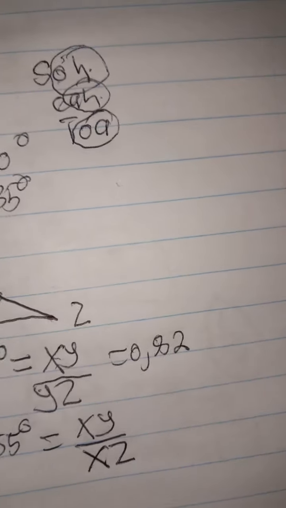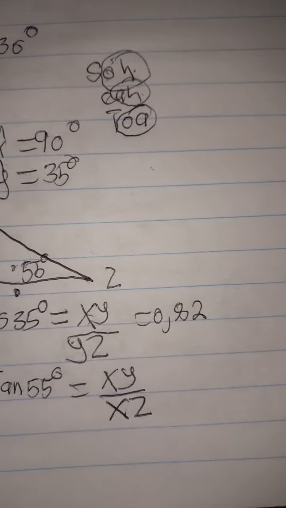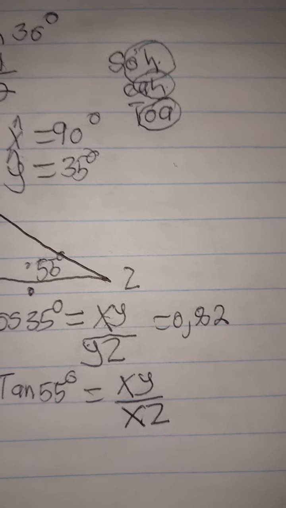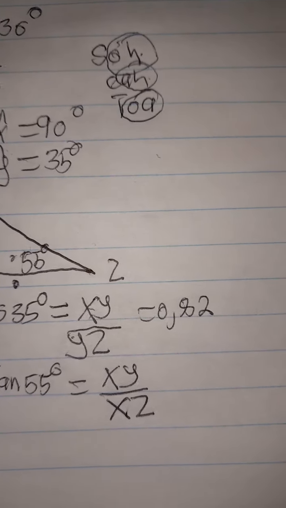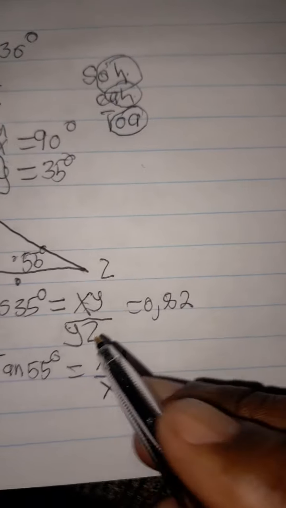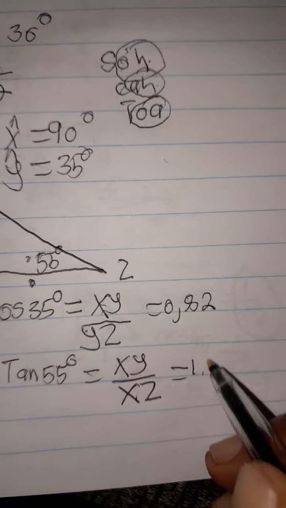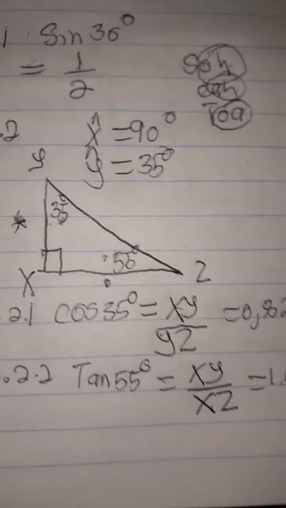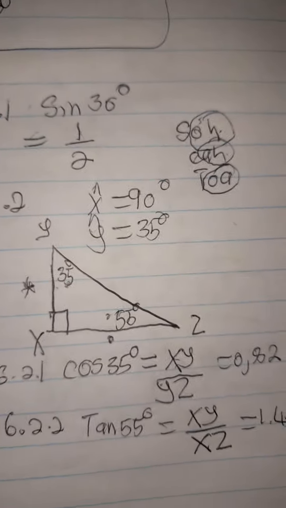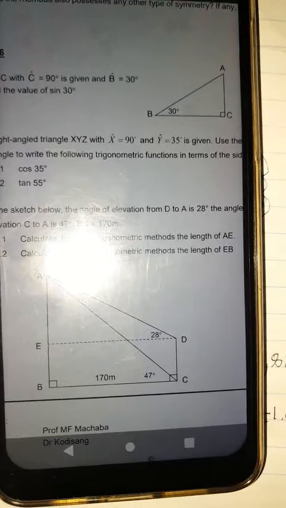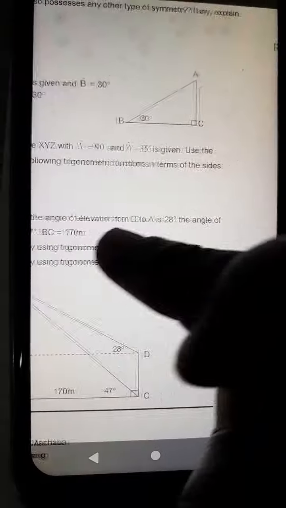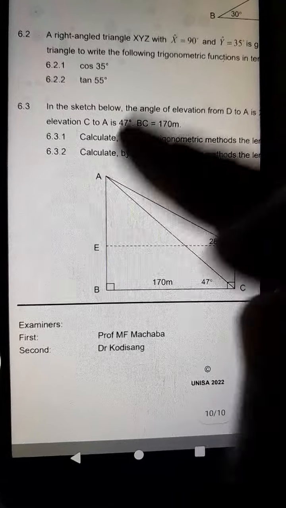So if I were to give the value of tan 55, that will be 1,43. That's how you can work out this part. Because they wanted you to write this in terms of sides, we will leave it in terms of sides. Then that's how we can get that beautiful 4 marks. Now let's go to 6.3.